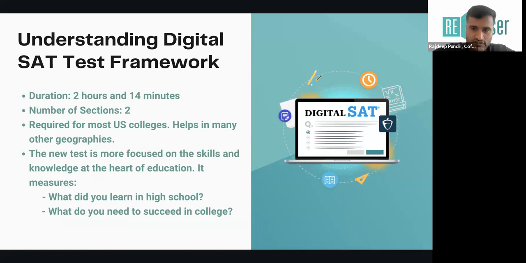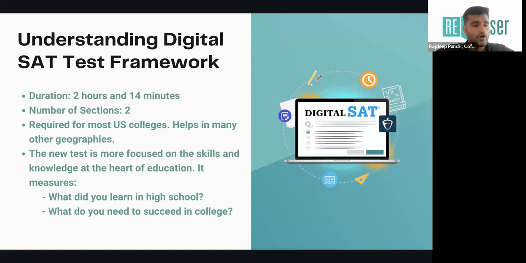There are roughly 2 sections which you will encounter in this exam. The exam is conducted by a US-based organization called collegeboard.org. The exam happens 7 times a year. So you can take it in the months of March, May, June, August, October, November, and December. So these are the 7 times when this exam really happens.